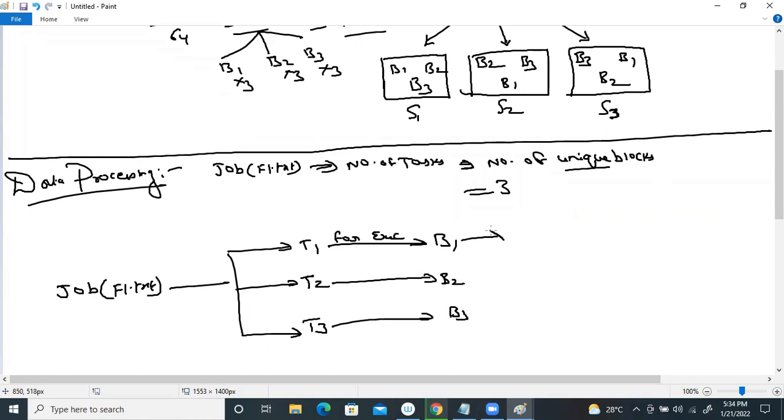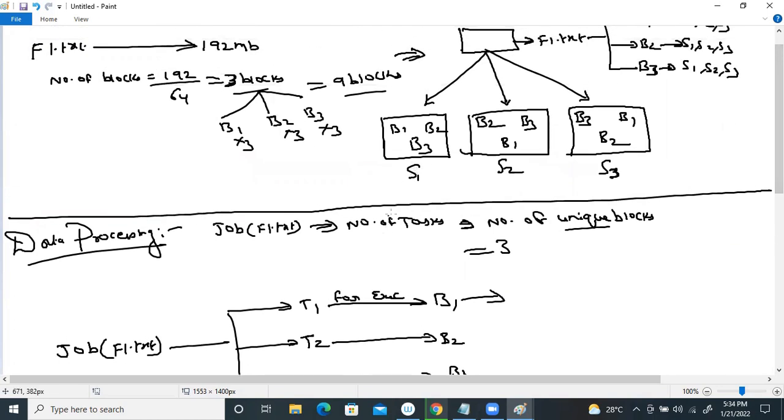Who should execute this T1 task? In the previous example, the T1 task could be executed by only S1. Now, T1 can be executed by S1, S2, and S3, right? Previously T1 could be executed by only slave 1. Now S1 can execute, S2 can execute, S3 can execute.